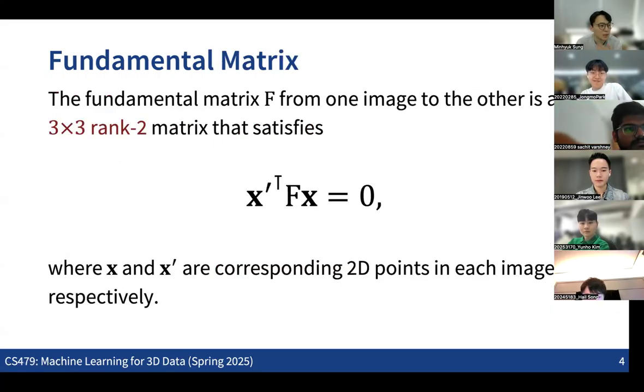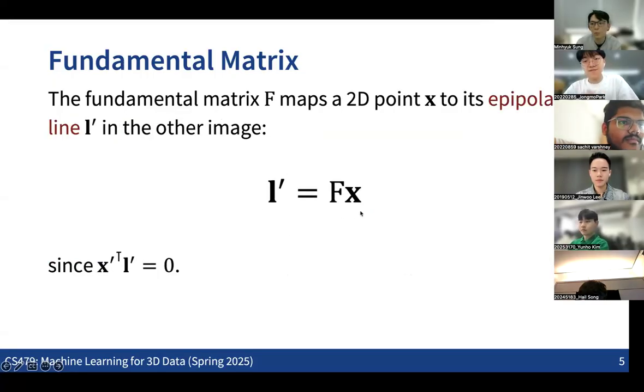And then based on that, we started to discuss the fundamental matrix, which defines the correspondence across the 2D points in the 2D image planes, and was defined as a 3x3 matrix. We have seen that this should not be a full rank matrix. It should be a rank 2 matrix, right? And what this matrix also means is that it maps the point in one image to the corresponding epipolar line in the other image.